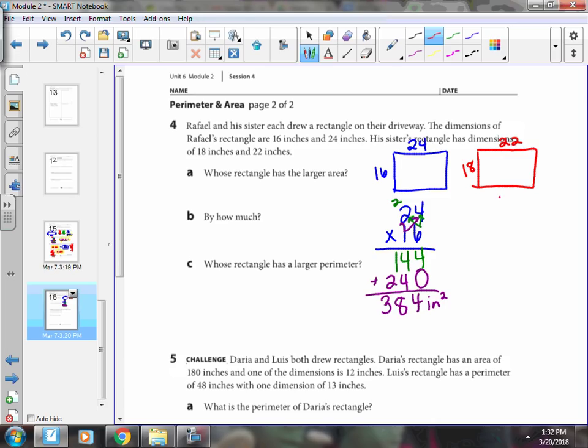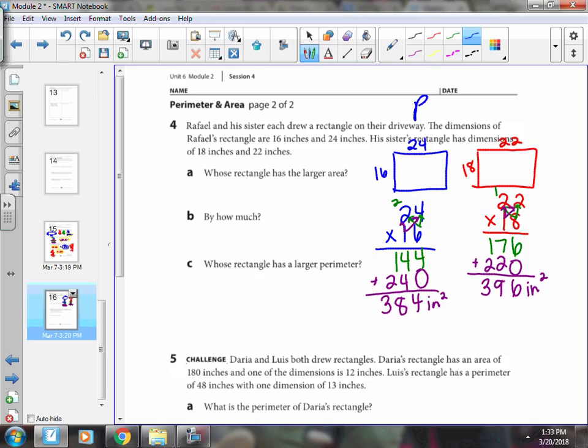The sister, I need to do a multiplication problem with her dimensions. And I think it's going to be close. 24 is bigger than 22, but 18 is bigger than 16, so I feel like it's going to be close. All right. 8 times 2, then 8 times 2. 8 times 2 is 16. 8 times 2 is 16, plus 1 is 17. Put a 0 in. 1 times 2 is 2. 1 times 2 is 2. Add them together. 396 square inches. So, whose rectangle has the larger area?